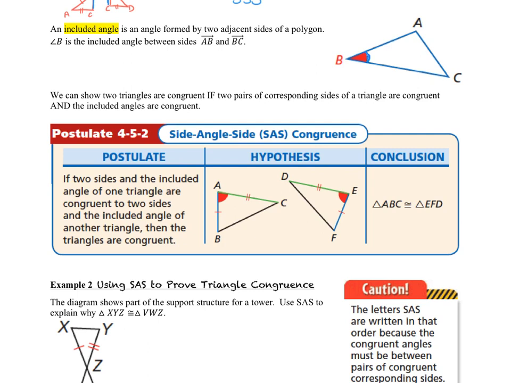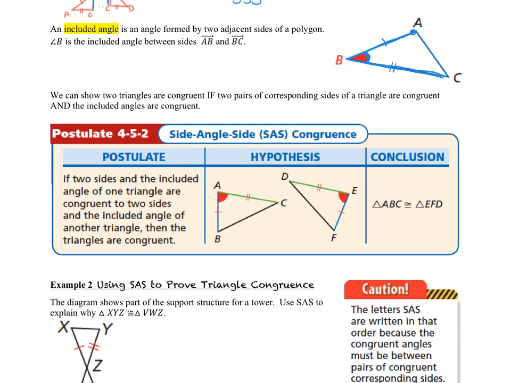Angle B would be the included angle. It's in between these two sides. So when we talk about side angle side in a minute, what we're talking about is we would need one side congruent to another triangle side. We would need the included angle and another side. So it's like once you start along this little track here, it would continue. Okay, it'll make sense as we do more problems.